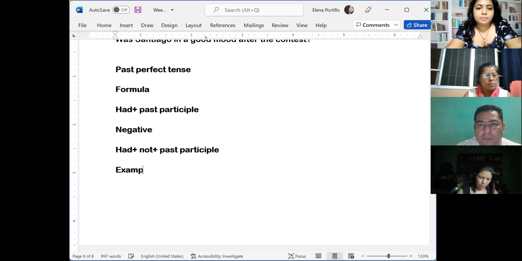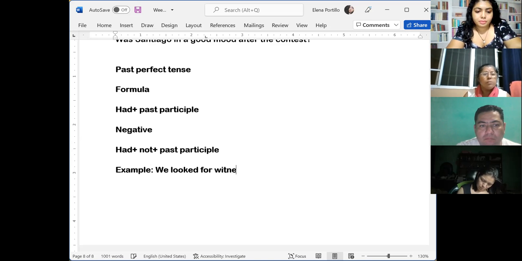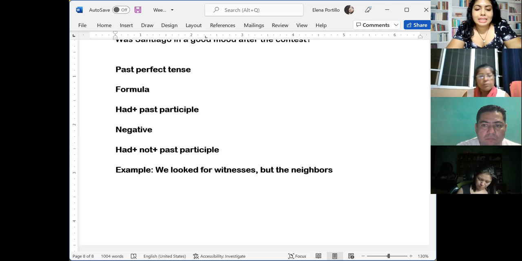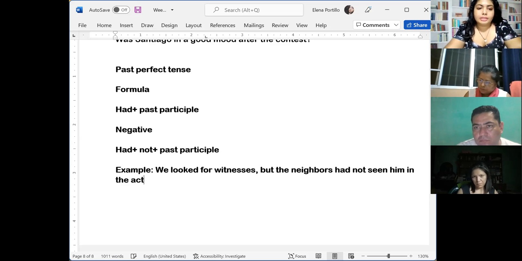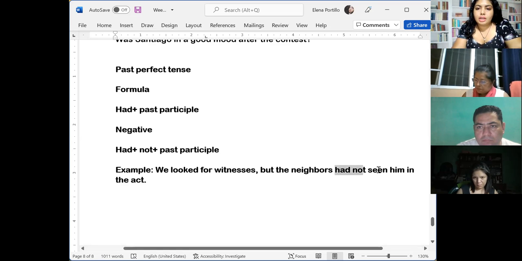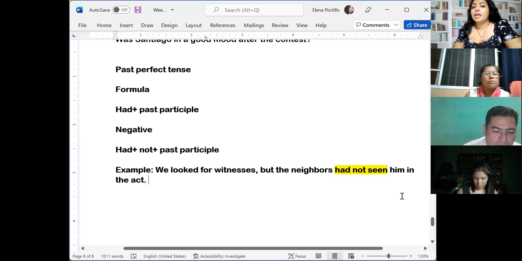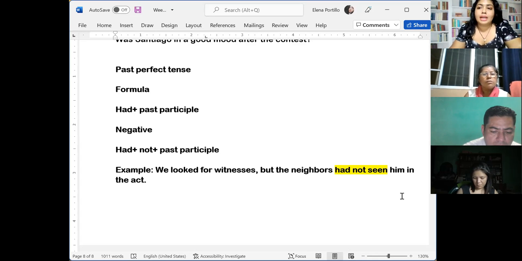So the example, we are going to make it easy. We look for witnesses, but the neighbors had not seen, had plus not plus past participle, in the act. So we have here the structure. We look for witnesses, but the neighbors had not seen him in the act.